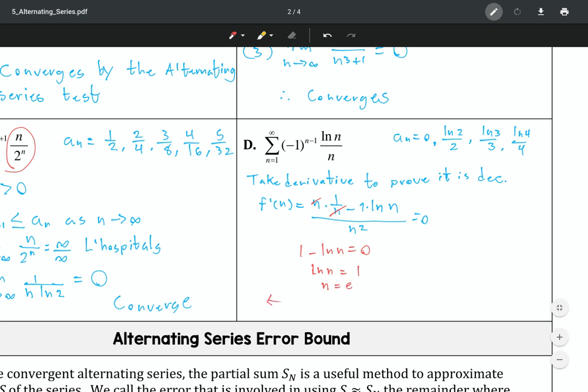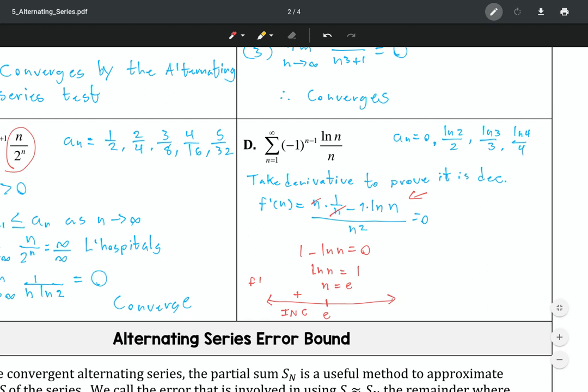Then I have to do the sign analysis of this. Now, n cannot be equal to 0. Then I have to basically plug in something less than e, like 1. 1 would be a great example. If I plug a 1 back into this right here, natural log of 1 is 0, so I'd have 1 minus 0 over 1. So that will be positive, which means it's increasing on this side.